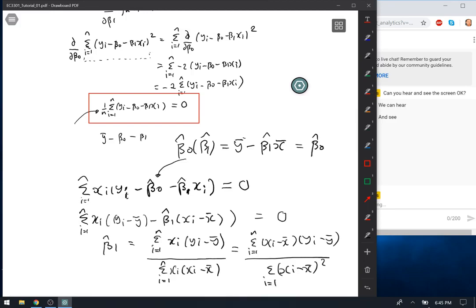It can be done a lot quicker though. We can multiply top and bottom by 1 over n. You won't change anything. What we can see is that the top part is the sample covariance between y and x, and the bottom part is the sample variance of x. Once we've got our b hat 1, we can plug it back in. This is then the optimal estimate for the intercept.